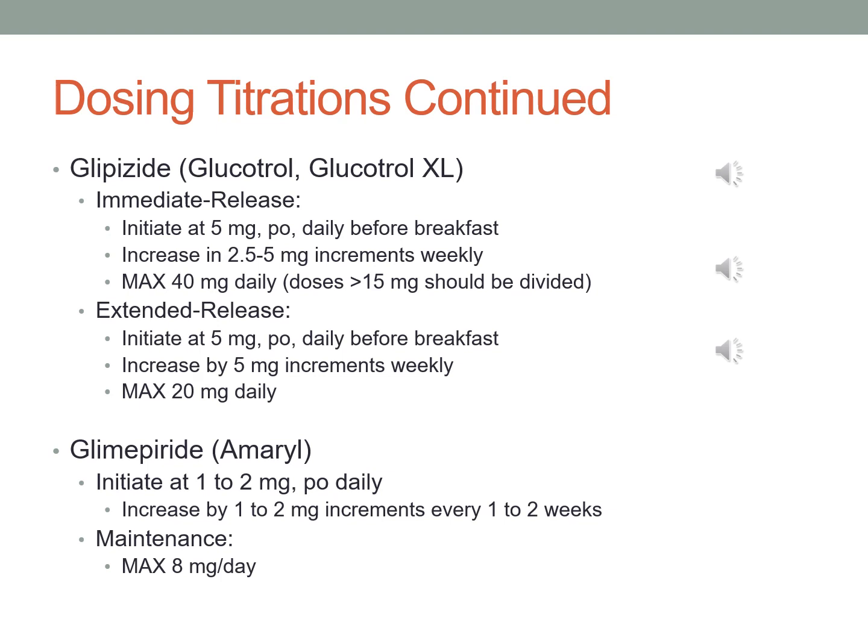For the extended release formulation, you'll initiate at 5 milligrams by mouth daily before breakfast. Increase by 5 milligram increments weekly. The max dosing for extended release formulation is 20 milligrams daily. The next dosing titration is for glimepiride, also known as Amaryl. You'll initiate at 1 to 2 milligrams by mouth daily. Increase by 1 to 2 milligram increments every 1 to 2 weeks. The max daily dosing for Amaryl or glimepiride is 8 milligrams per day.